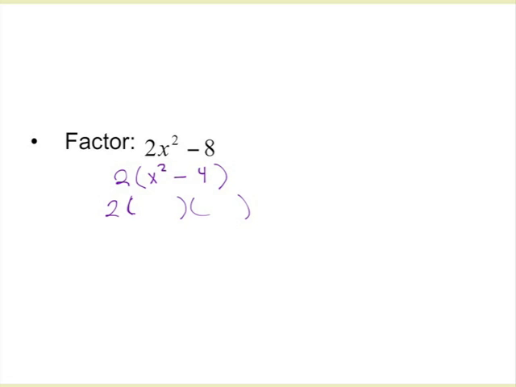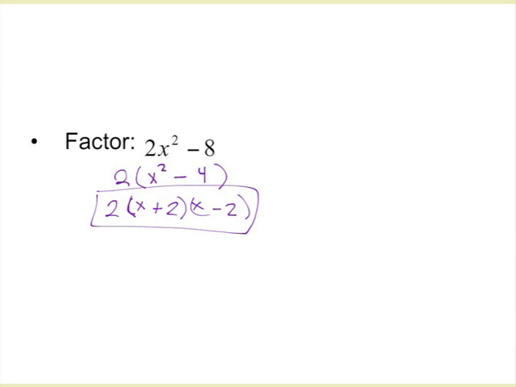What times itself would be x squared? X times x, or 1x. What times itself would be 4? 2. And we do a plus and a minus. And that 2 that we took out at the very beginning still needs to be hanging out in front of the problem. A lot of times when students divide something out, it just disappears. It needs to keep on hanging out in the front of the problem.